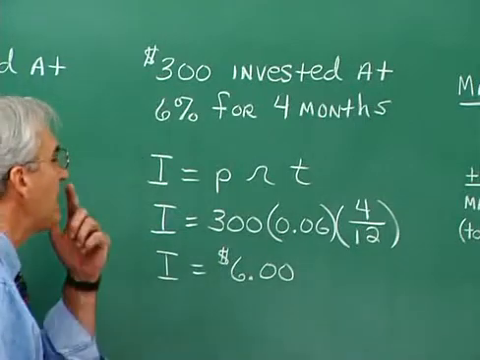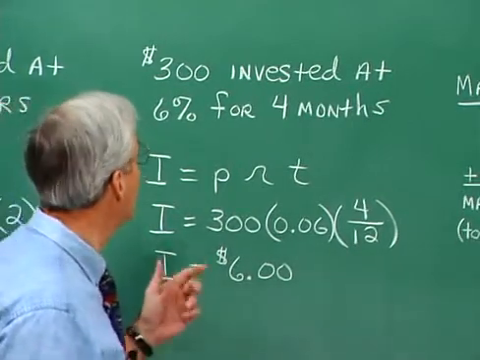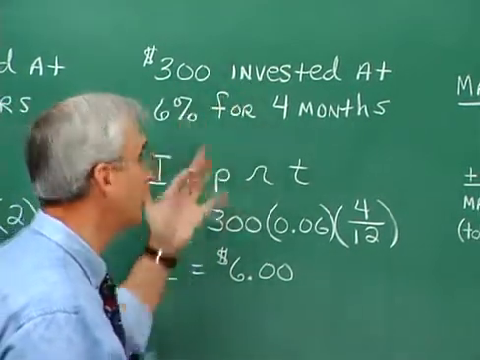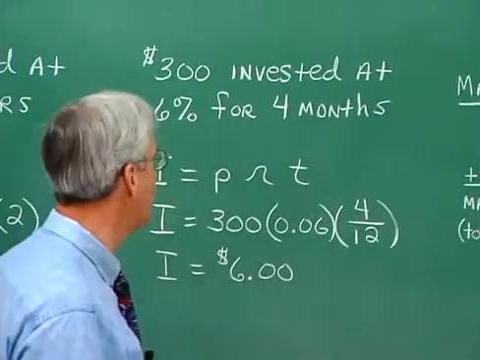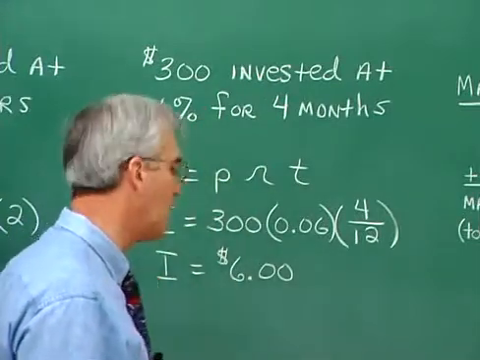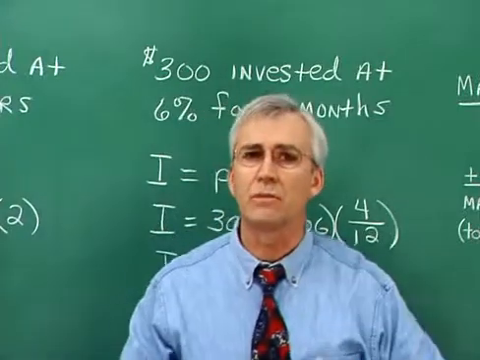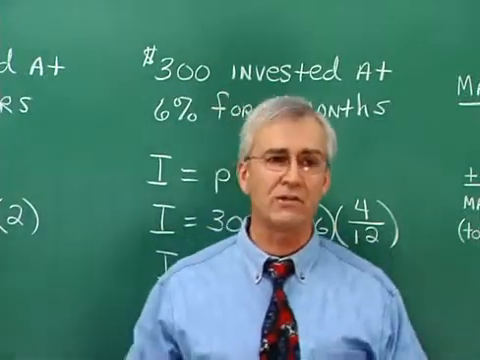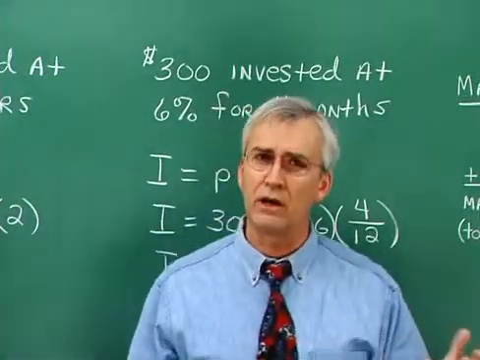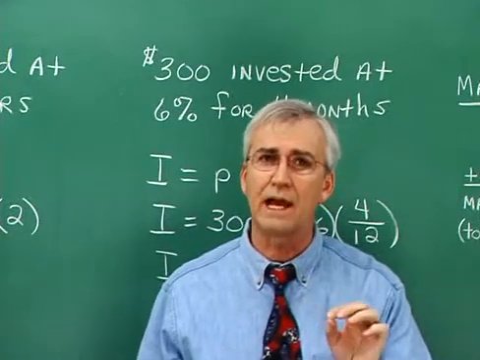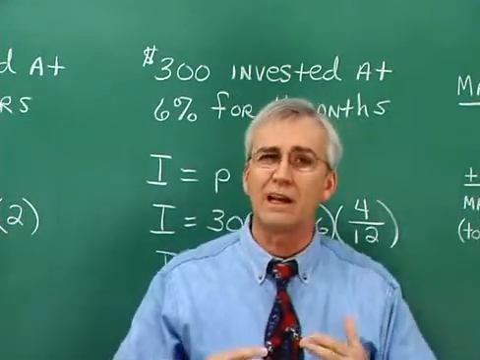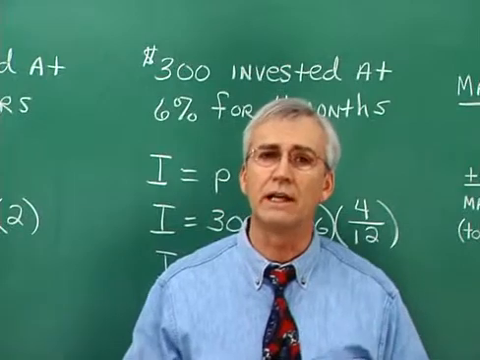Now, we might think about if a person is making an investment for 4 months at this interest rate and has earned $6, how much money does the person have? Well, the person has the initial investment of $300, plus the $6 that the investment has earned in interest.